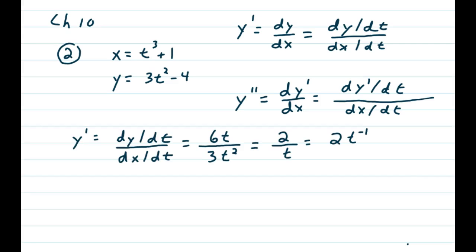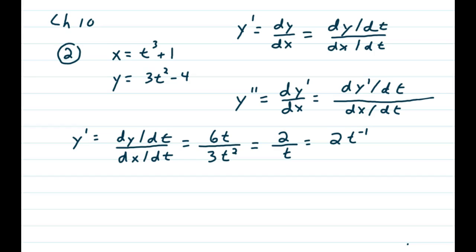So first we'll find the first derivative. y prime is dy/dt over dx/dt. Looking up above, dy/dt is the derivative of the y part of the parametric equation. So that gives you the derivative of 3t squared minus 4, which is 6t. dx/dt, looking at the x portion, which is t cubed plus 1, is 3t squared.